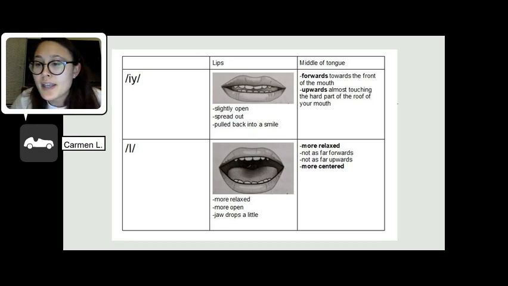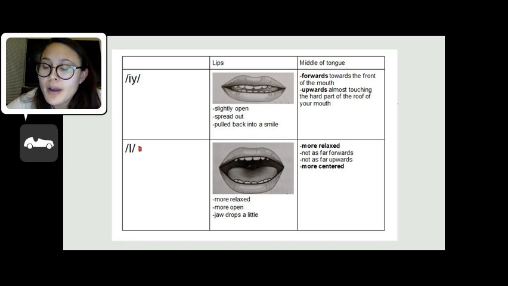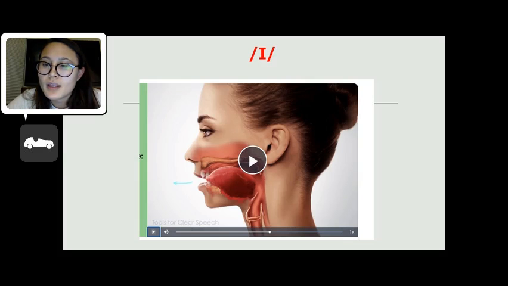Now let's practice saying I. Remember that our lips are more relaxed, they're more open, and the jaw drops a little. And our tongue is also more relaxed and it's not as far forwards and it's not as far upwards. It's more in the center of the mouth and it's more relaxed.